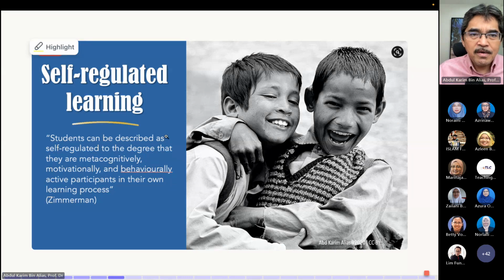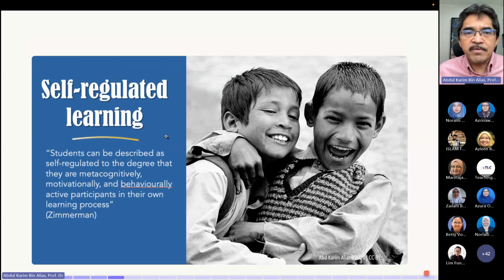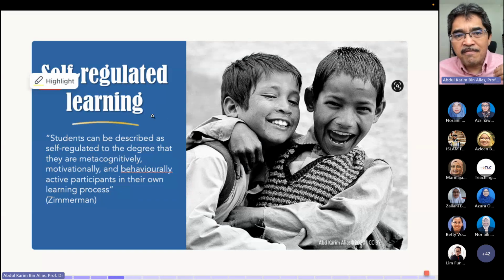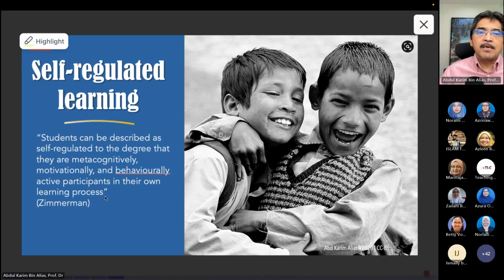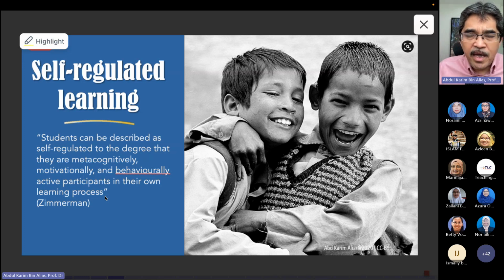Now, the next level, moving from self-directed learning to self-regulated. Ultimately, if we can achieve this level, then this would be the ideal, because self-regulated learners can be described as, students or any learners can be described as self-regulated to the degree that they are metacognitively, don't worry if you don't understand or never heard of the word metacognitive, I have slides to explain more about this, but they are metacognitively, motivationally, and behaviorally active participants in their own learning process. In other words, they become independent learners. They are not being dictated by anyone. They are highly self-motivated. They are self-propelled, meaning that they push themselves forward at their own will, at their own effort.